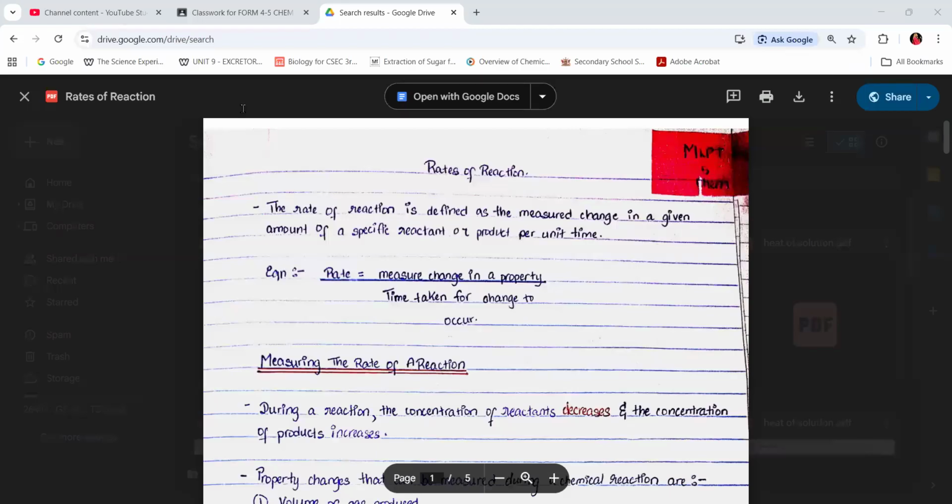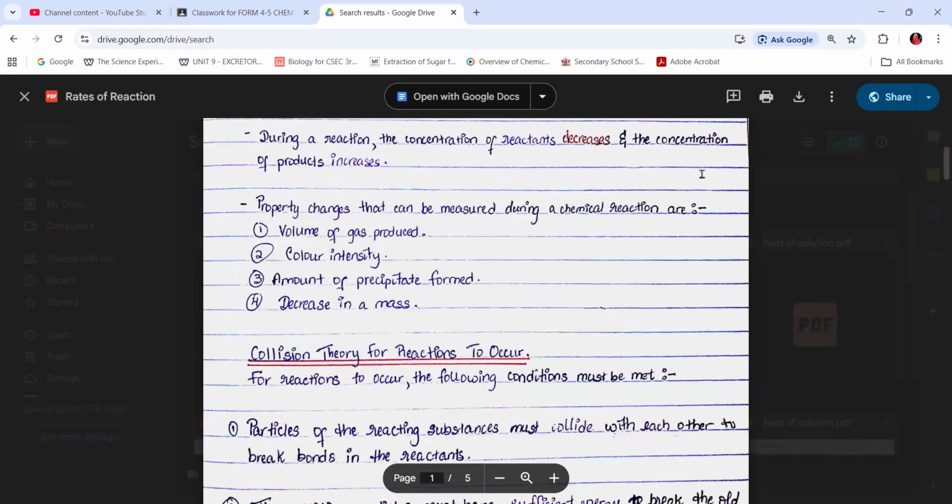Right, so when we're talking about rate of reaction, we're talking about a measurable change, something you could see or you could weigh during a specific amount of time. So it's a measured change in a property over a period of time. Now, when a reaction is occurring, the concentration of the reactants is supposed to decrease and the concentration of the product is supposed to increase, right?